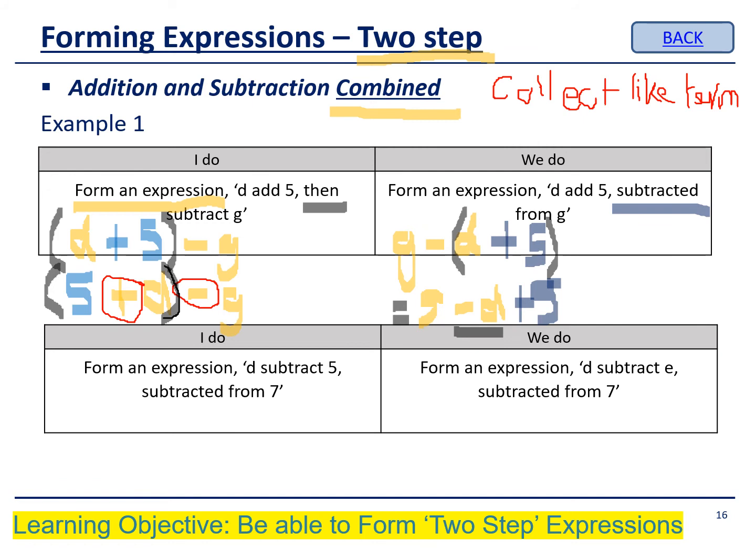Okay, let's move on to a different one where again we have an extra little bit of thinking. Form an expression: D subtract 5 subtracted from 7. So there it is again, reading it carefully. We need to say subtracted from 7. In a combined expression we can move things around. Remember what will come first, we'll put that in our brackets just now. So we've got our D, and then subtract 5.